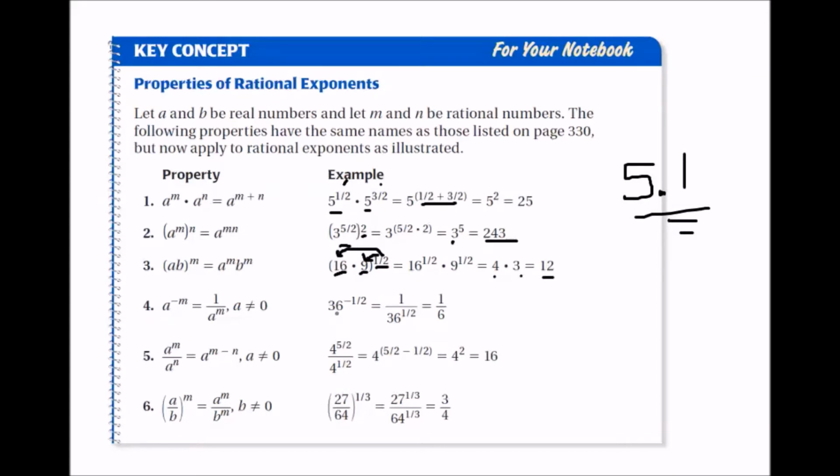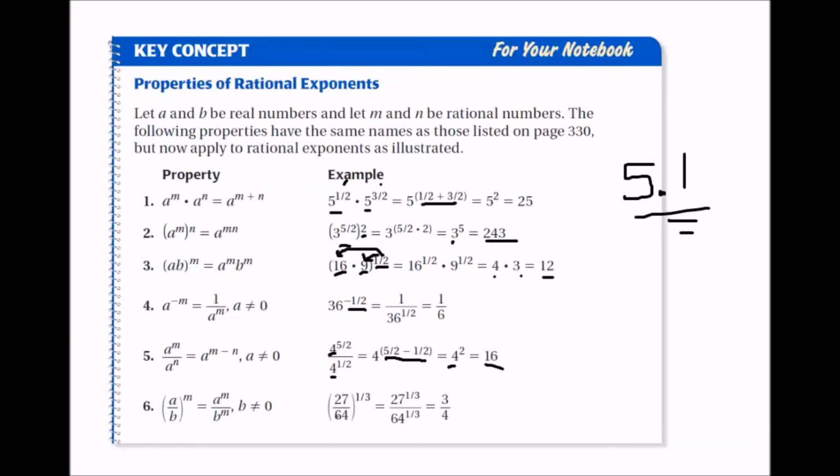Number 4. If you take something to a negative exponent, of course you flip it. 1 over 36 to the 1/2 is 1 over 6. That one's pretty easy. Number 5. If you're dividing the same base, 4 divided by 4, with different exponents, you subtract those exponents. 5/2 minus 1/2, you get 4 squared equals 16.